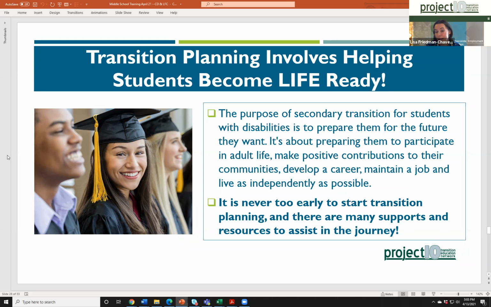And last bullet, never too early. Can't stress it enough. I probably sound like a scratched record, but really, as early as you can start transition planning, in elementary school, all the better, and getting parents involved from the beginning as well. It definitely helps in high school.